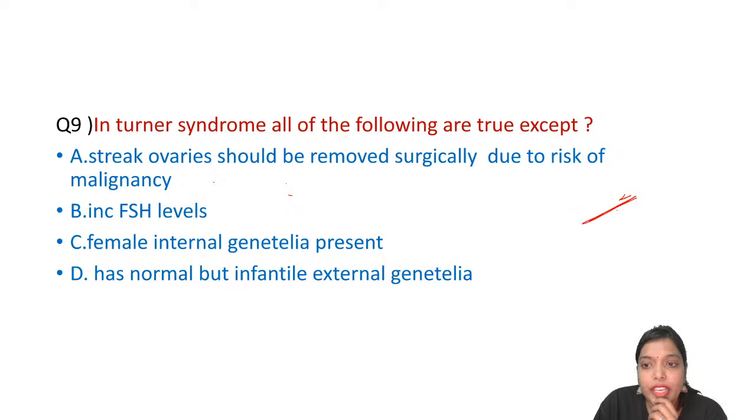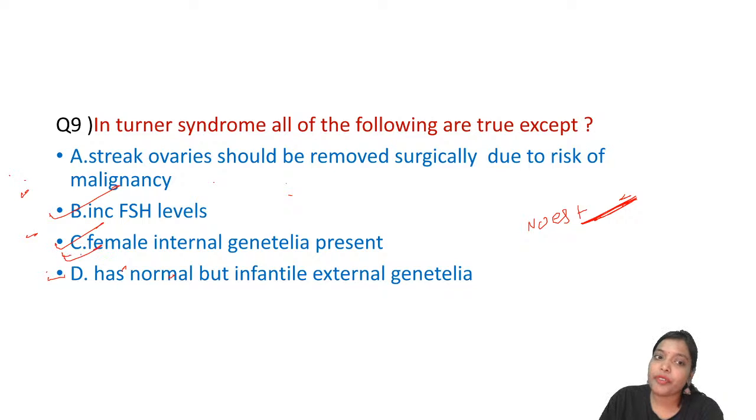So Turner syndrome has streak ovaries, no estrogen. So no estrogen, no negative feedback, so increased FSH levels will be present. Internal genitalia development is decided by presence or absence of AMH. So in Turner's, it is ovaries, not testes. So AMH is absent, so female internal genitalia will develop. External genitalia development is decided by testosterone, in utero exposure to dihydrotestosterone. As Turners don't have in utero exposure to dihydrotestosterone, they have normal internal genitalia, but they are small. They have normal but small infantile external genitalia. Okay.